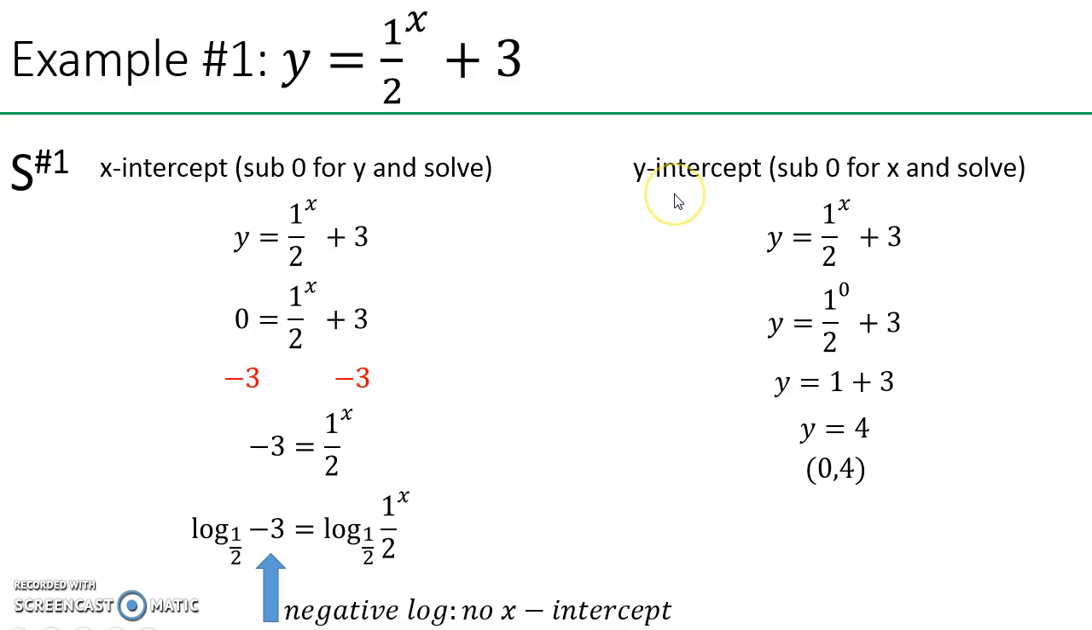Then we go to our y-intercept. Remember, substitute 0 for x and then solve it. Even though it's an exponent, we still do substitution. So when we substitute 0, now we have y equals (1/2)^0 plus 3. Anything raised to the 0 power is 1. 1 plus 3 gives us 4. So our y-intercept is (0, 4).